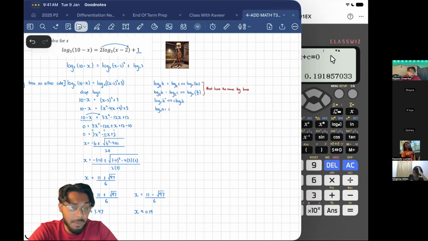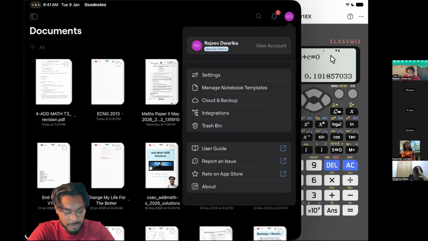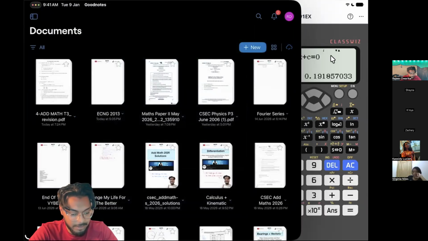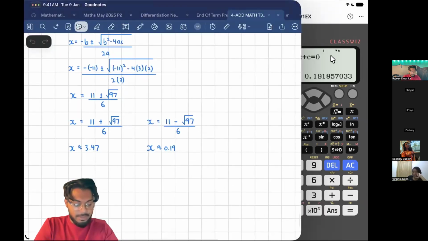You had to pay a subscription now, but I bought the full app when the option was there, so I don't have to pay a subscription. I actually have the special edition, so it's not like I pay every month. Thank God. And I'm not going to subscribe to a newer plan. That is BS. Alright, anyways.